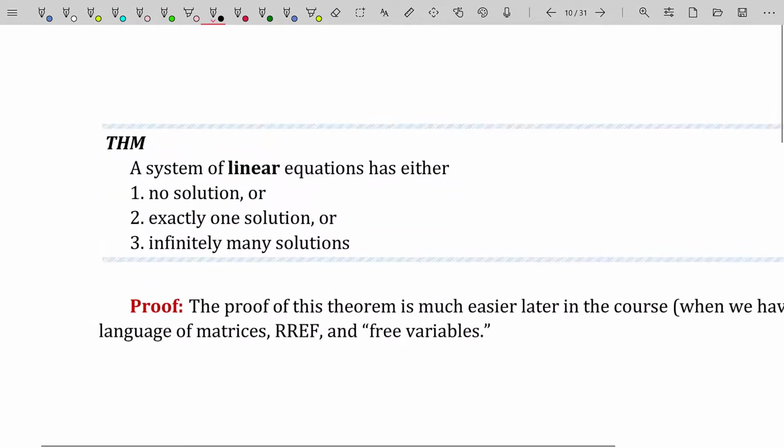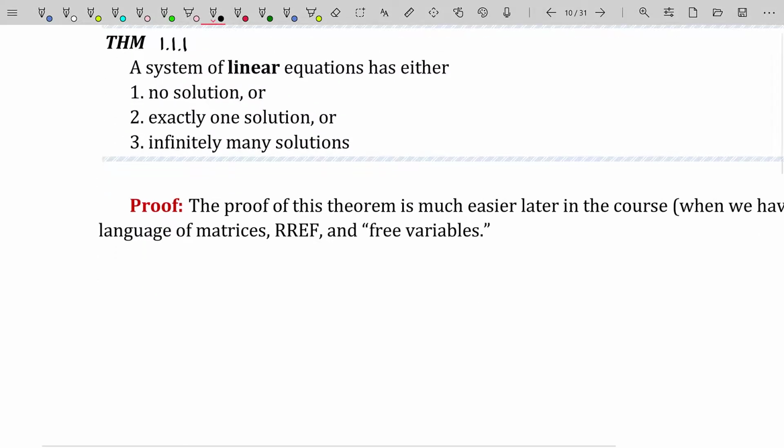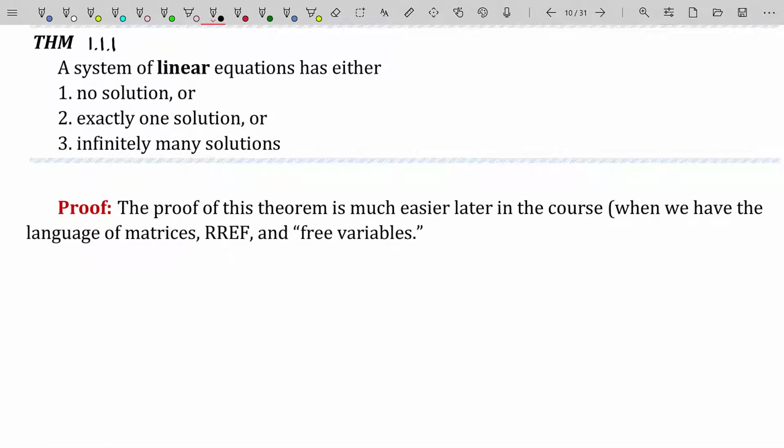This theorem, actually, I should title as Theorem 1.1.1. Not that you care, but that's just my numbering system. Anyway, a system of linear equations has either no solutions, or exactly one solution, or infinitely many solutions. This, again, should be very familiar to you from your prerequisite algebra course.